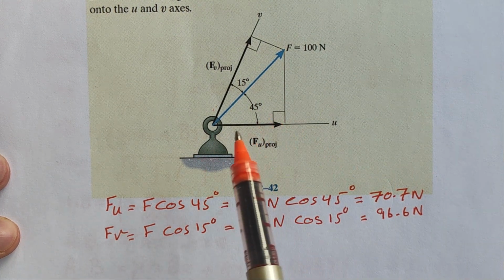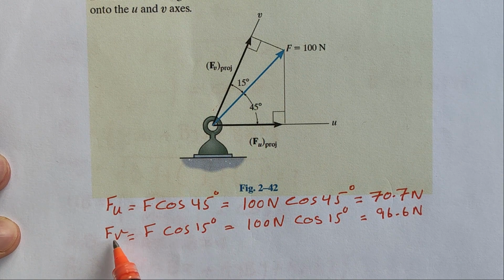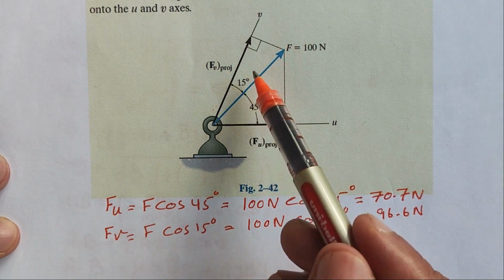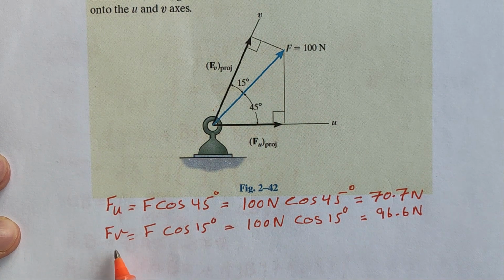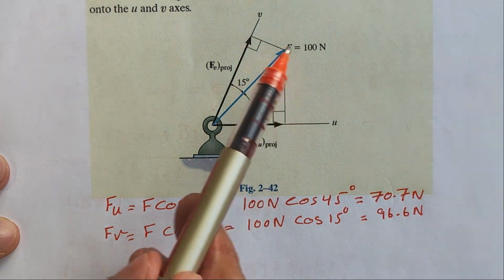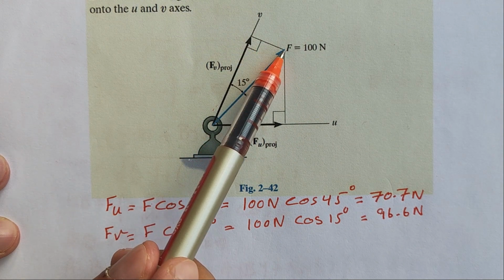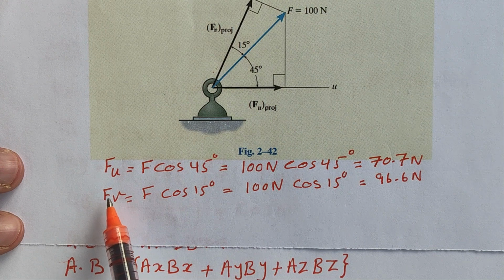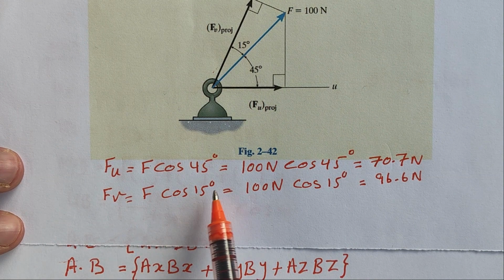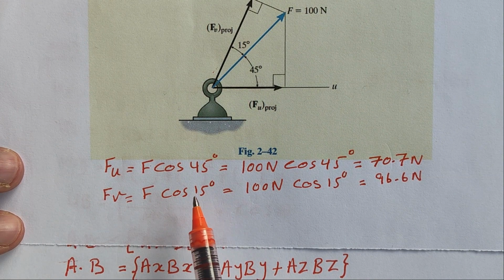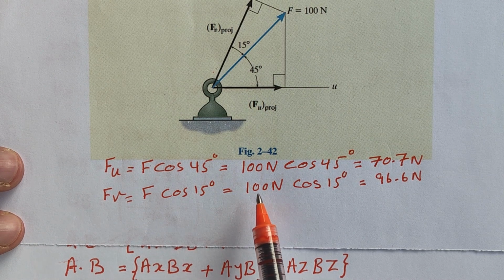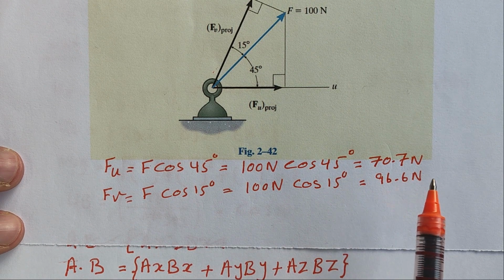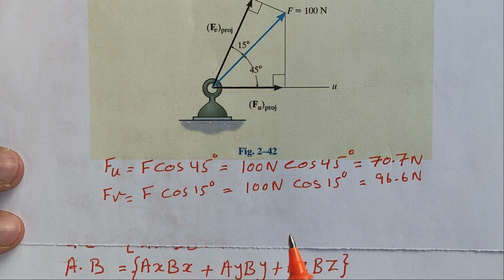We will do the same thing for the V components, or the projection along the V-axis. For the projection along the V-axis, we make a right angle triangle with the force F, so that we are able to say F along the V-axis is equal to F cos theta, which is F cos 15 in this case, equal to 100 Newton cos 15 degrees, equal to 96.6 Newton.